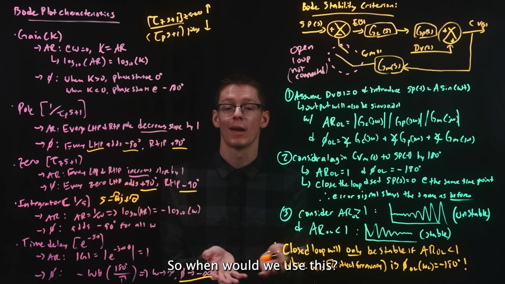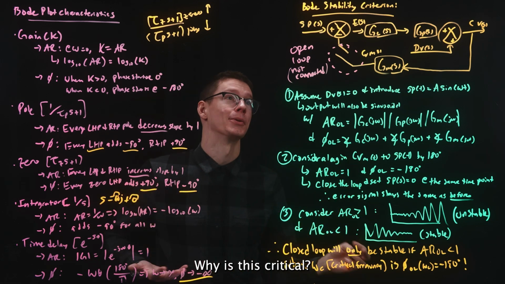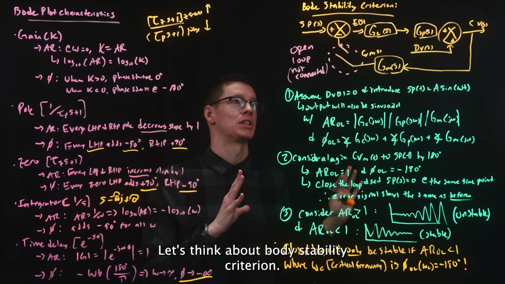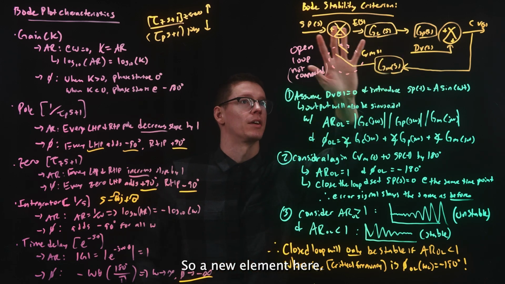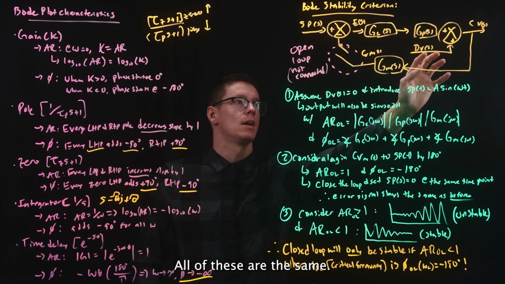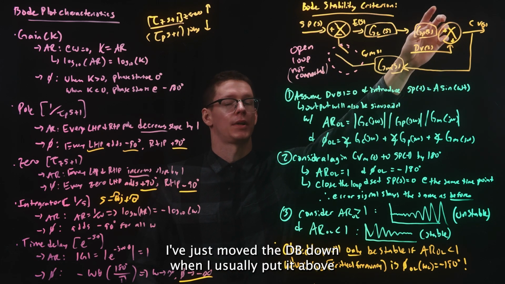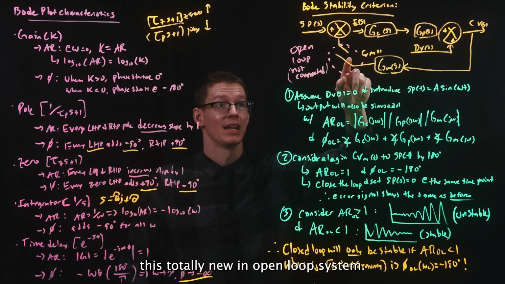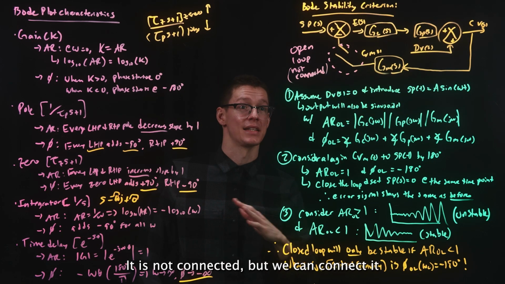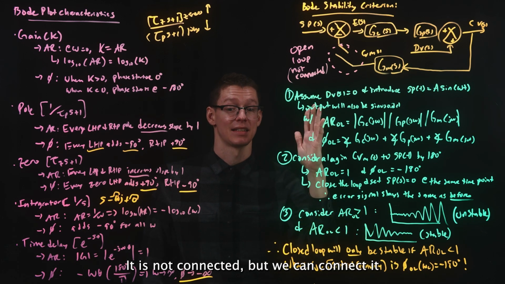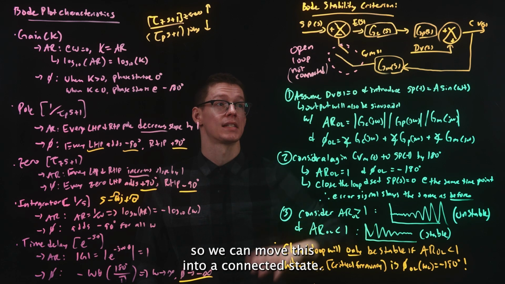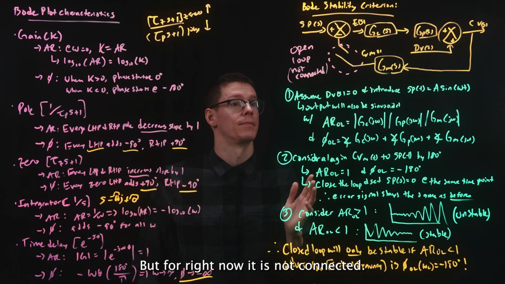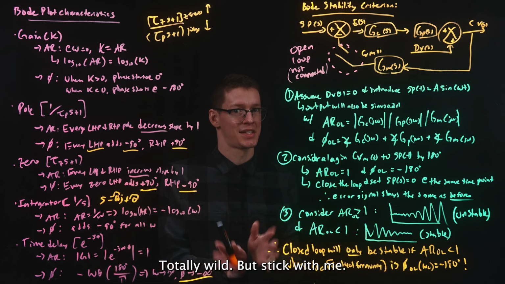So when would we use this? Why is this critical? Let's think about the Bode stability criterion. A new element here. All of these are the same. I've just moved the dV down when I usually put it above. This is totally new: an open loop system. It is not connected, but we can connect it. We can move this into a connected state, but right now it is not connected. Totally wild, but stick with me.